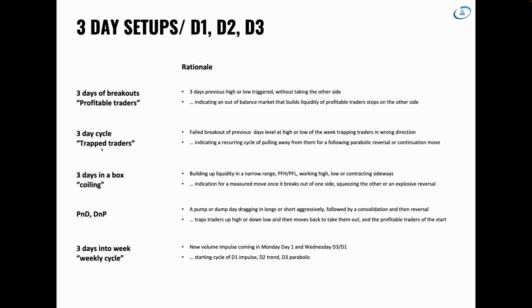Then the 3-day cycle. That's trapped traders on one side of the week. So we are looking for a failed breakout of a previous day level at the high or the low of the week, trapping traders in the wrong direction. So breaking out and then losing the level again. This can also be on the next day. That's very important, and it is important that we are at the high or the low of the current week, nothing else. And that's it. Then he wants to have price hit a daily level on the other side to confirm that.